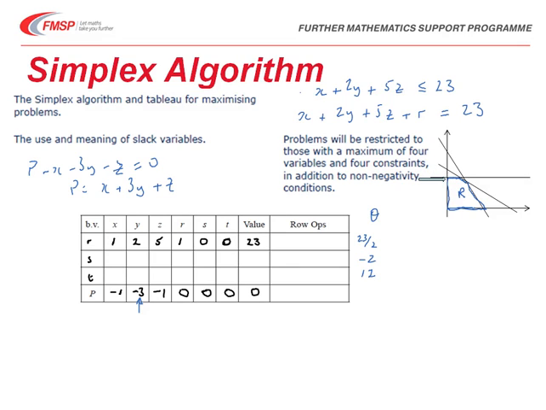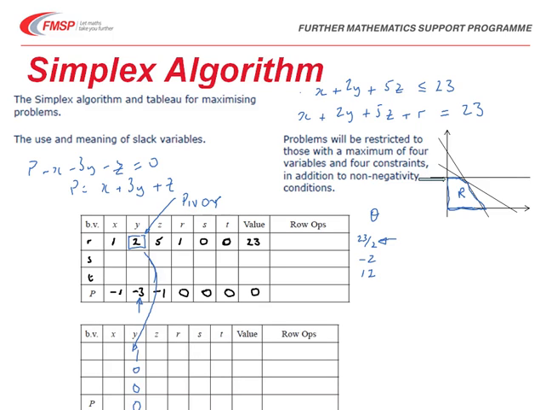In this case, it's the 11.5, and that indicates what's called the pivot row. And then that gives us this element here as the pivot. The next stage is now to change the values in the pivot column so that they have 1 at the pivot and all the other elements are zeros.